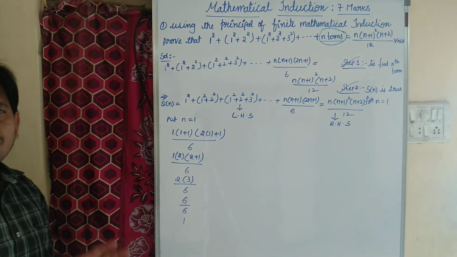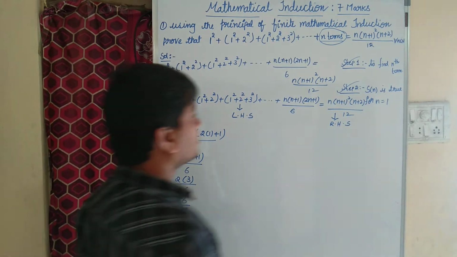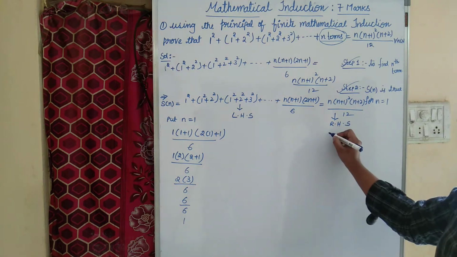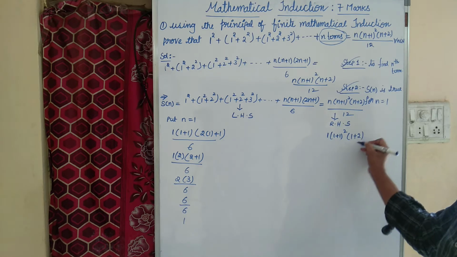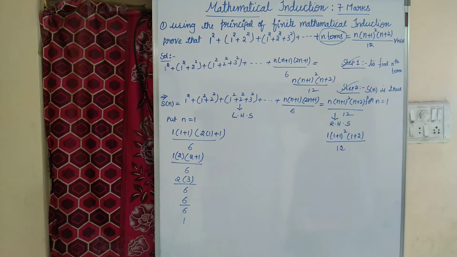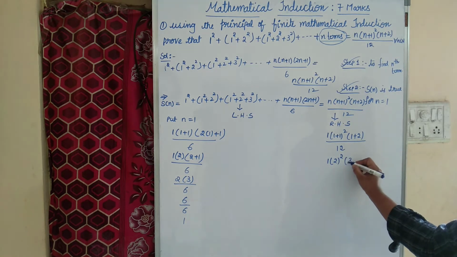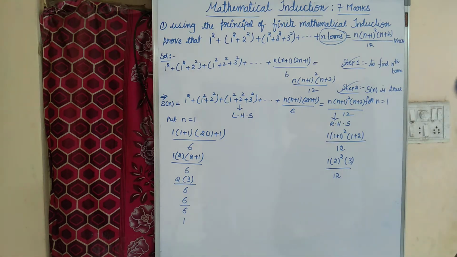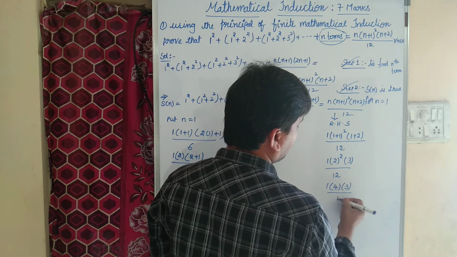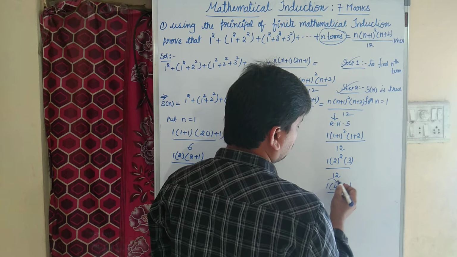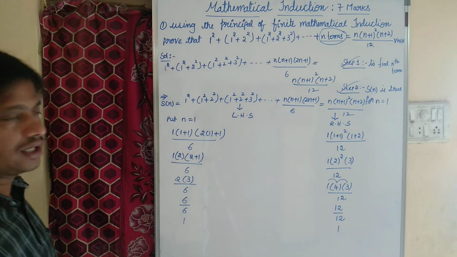Is it clear? Simply in place of n we substituted 1. Left hand side we got 1. Now let me check the right hand side. In place of n, let me put 1. 1 into (1 plus 1) whole square into (1 plus 2) by 12. So 1 into 2 square, 3 by 12. So 1 into 4 into 3 divided by 12, 12 divided by 12, that is equal to 1.